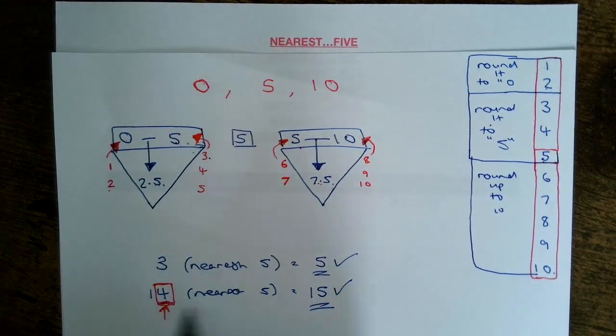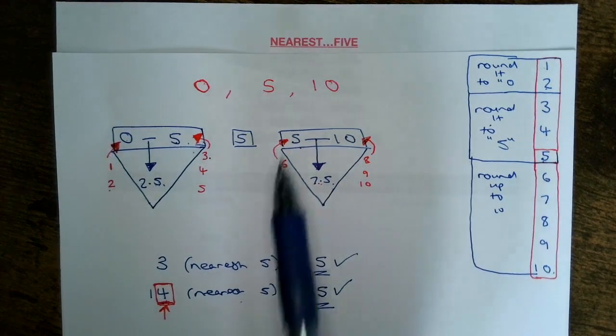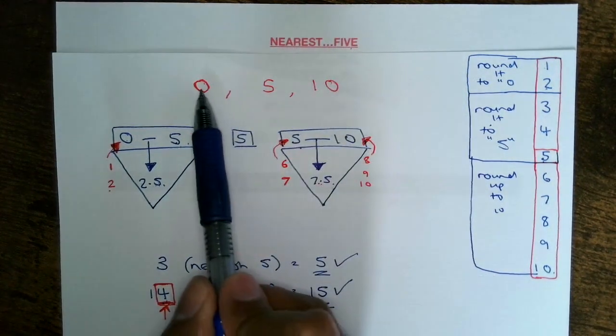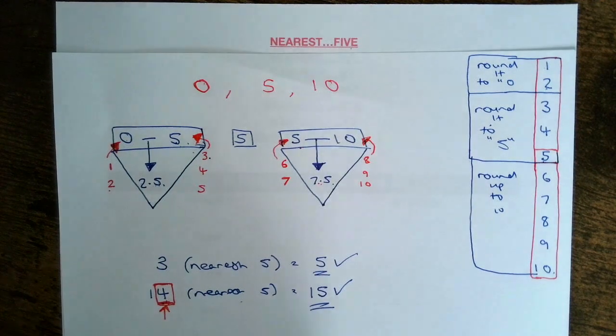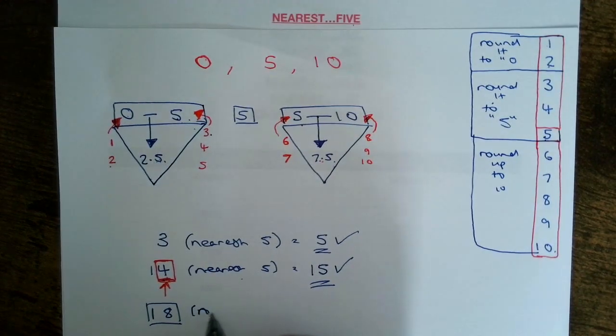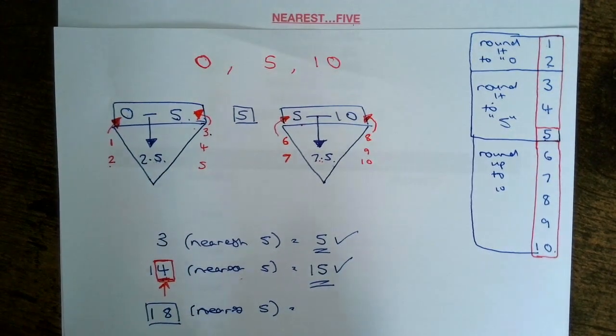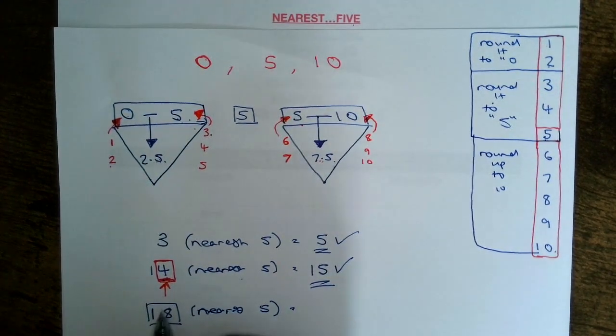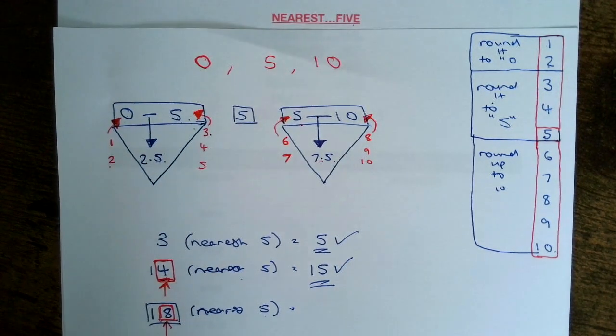So 14 rounded to the nearest 5 is 15, because remember, we're rounding to the nearest 5s, and what are the 5s? 0, 5 and 10. So if I've got the number 18, and I said to you, round to the nearest 5, you need to first of all isolate which number it is in there that we're referring to when we say nearest 5. So it's the units number there, the number 8.